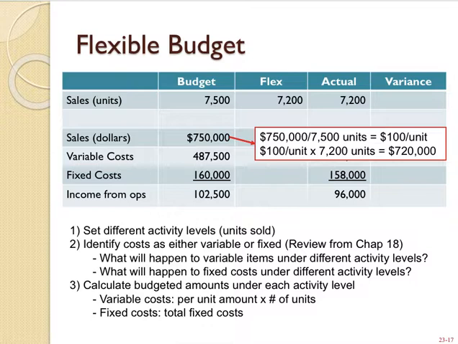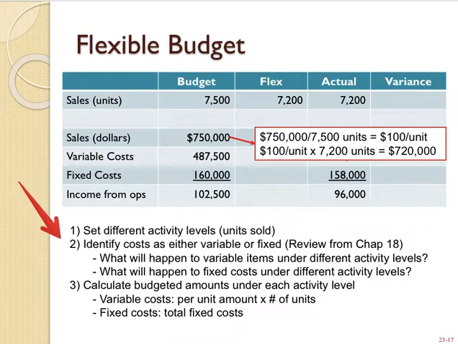Okay, so to pick up where we left off on our last video on the flexible budget, we had started off with determining the level of activity for our flex budget. And again, we wanted it to be based on actual. So if our actual sales were 7,200, then our flexible budget sales would also be based on 7,200, so that then we're comparing apples to apples.